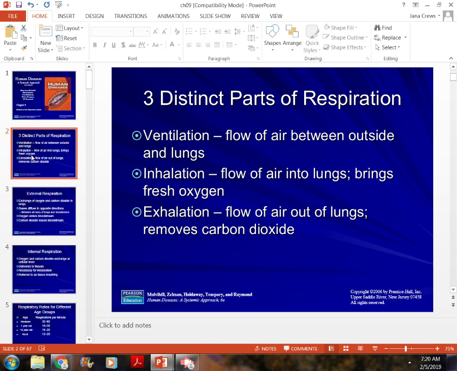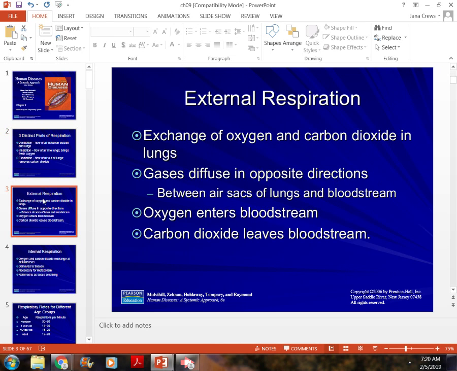Remember that the respiratory system is responsible for respiration on the mechanical level, which would be ventilation, inhaling and exhaling. Ventilation is the flow of air between the outside and the lungs. Inhalation basically is bringing oxygen into the lungs. Exhaling is taking that carbon dioxide out. External respiration is basically just breathing. It's that exchange of oxygen and carbon dioxide through the pulmonary circuit of the respiratory system, which you guys should remember. That would be external respiration.